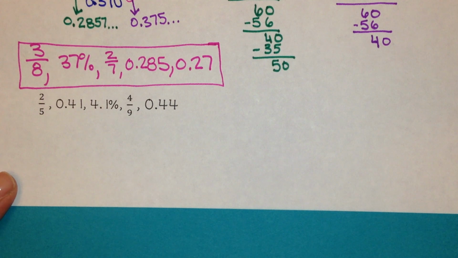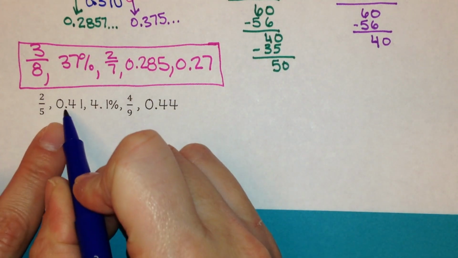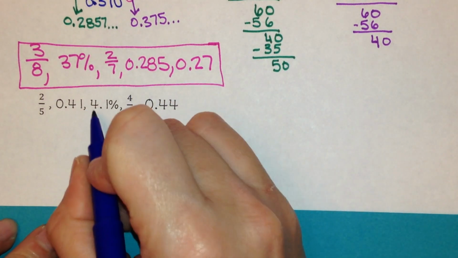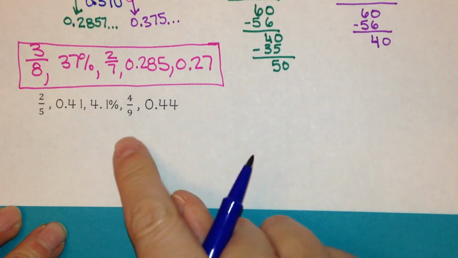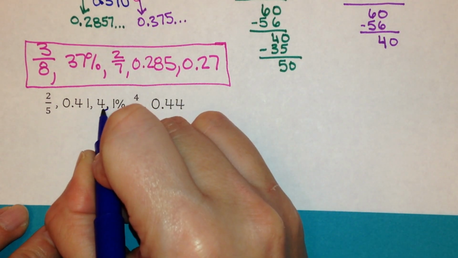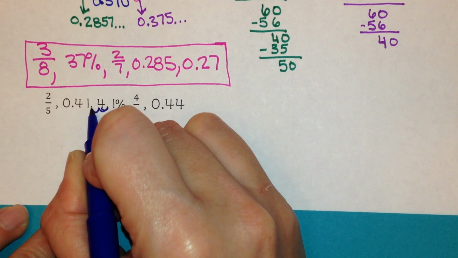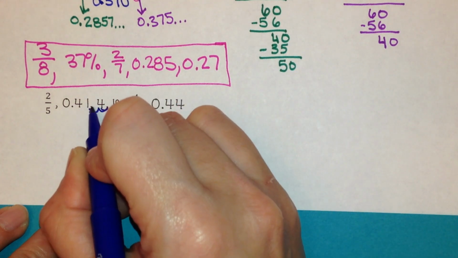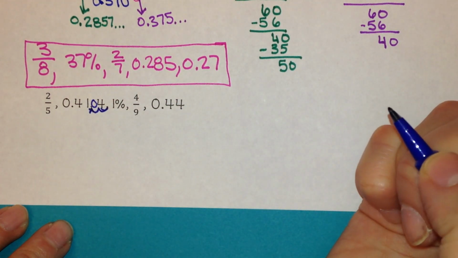Okay, we have 2/5, 0.41, 4.1%. I'm going to change that percent. That's my first thing because it's easy. Take the decimal point, move it 2 spots to the left. There's not a number here, so I just add a 0.